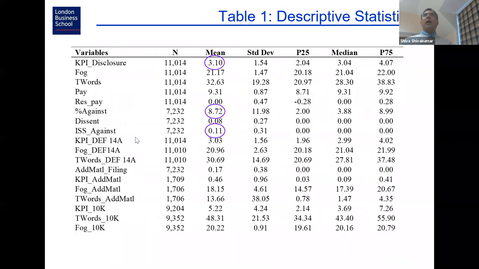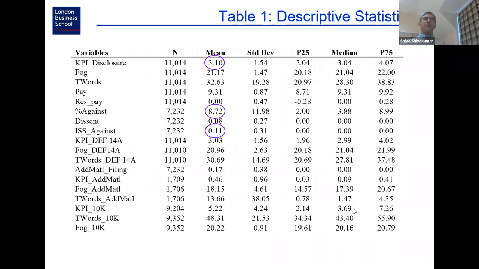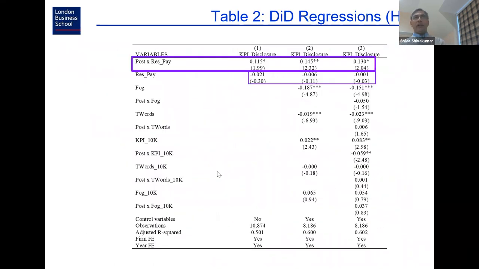I'm going to skip the sample and the descriptive statistics. Quickly, the sample consists of effectively 7,423 SOP voting observations covering the period from January 2011 to December 2016. But our difference in differences approach uses the sample from January 2007 to December 2016. So what do we find?